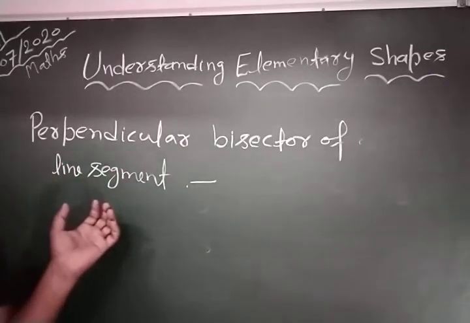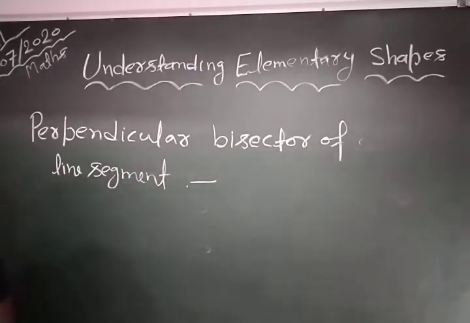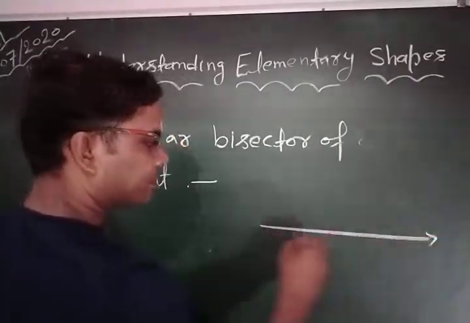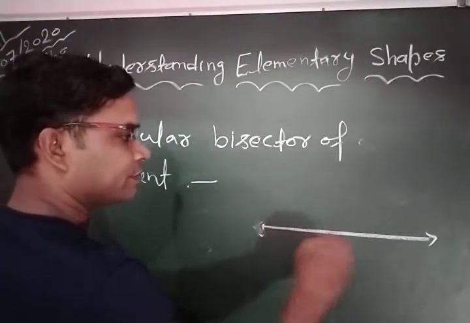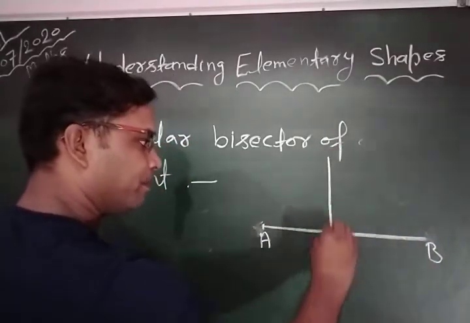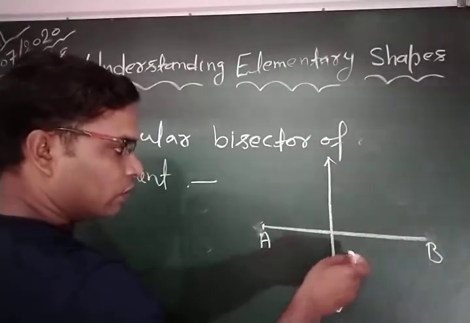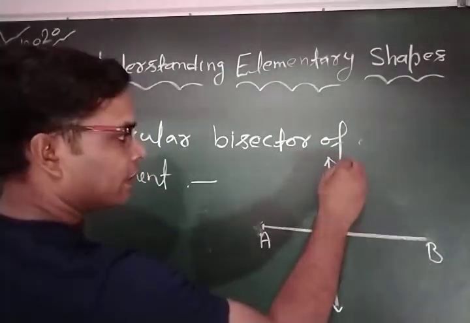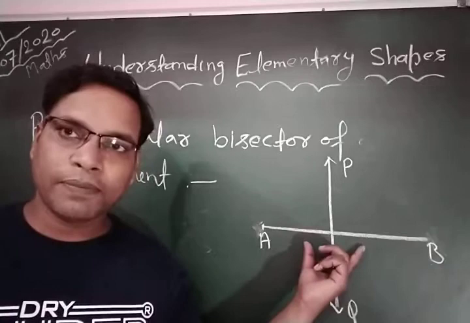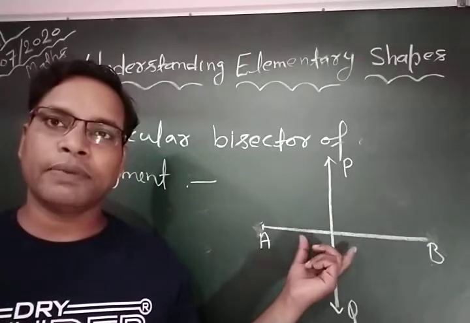Perpendicular bisector of a line segment. A line is called the perpendicular bisector of a line segment if it bisects the line segment at a perpendicular. Suppose this is line segment AB and a line PQ is perpendicular to AB and bisects it. Line PQ is perpendicular to AB and also bisects AB. Then you can say this is a perpendicular bisector of AB.